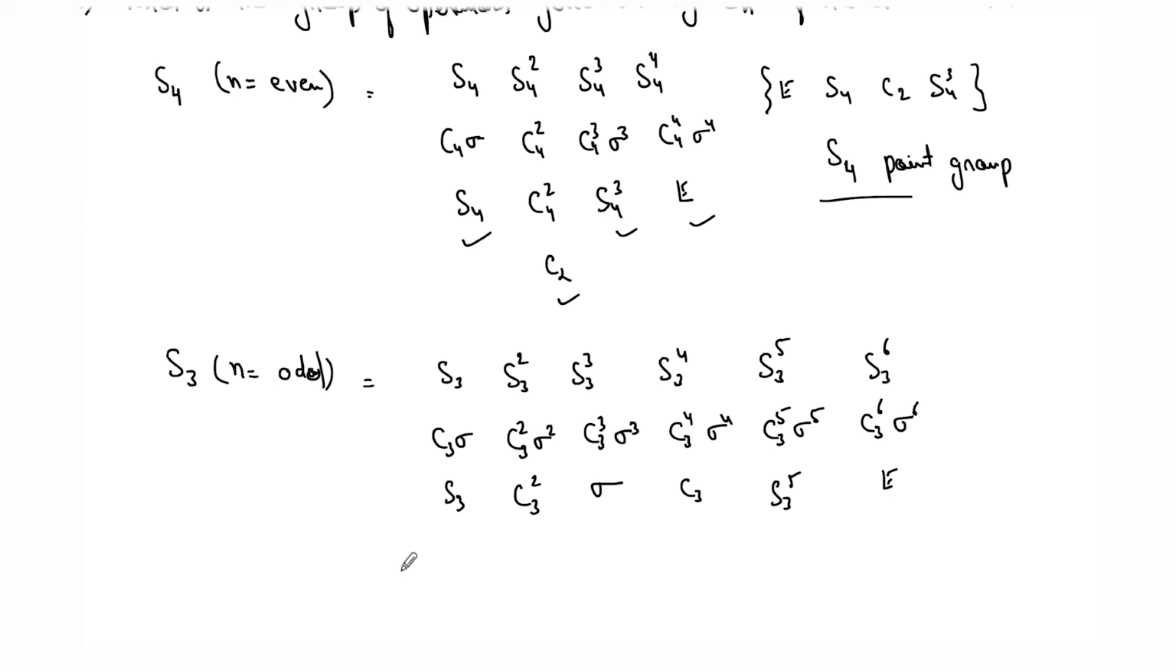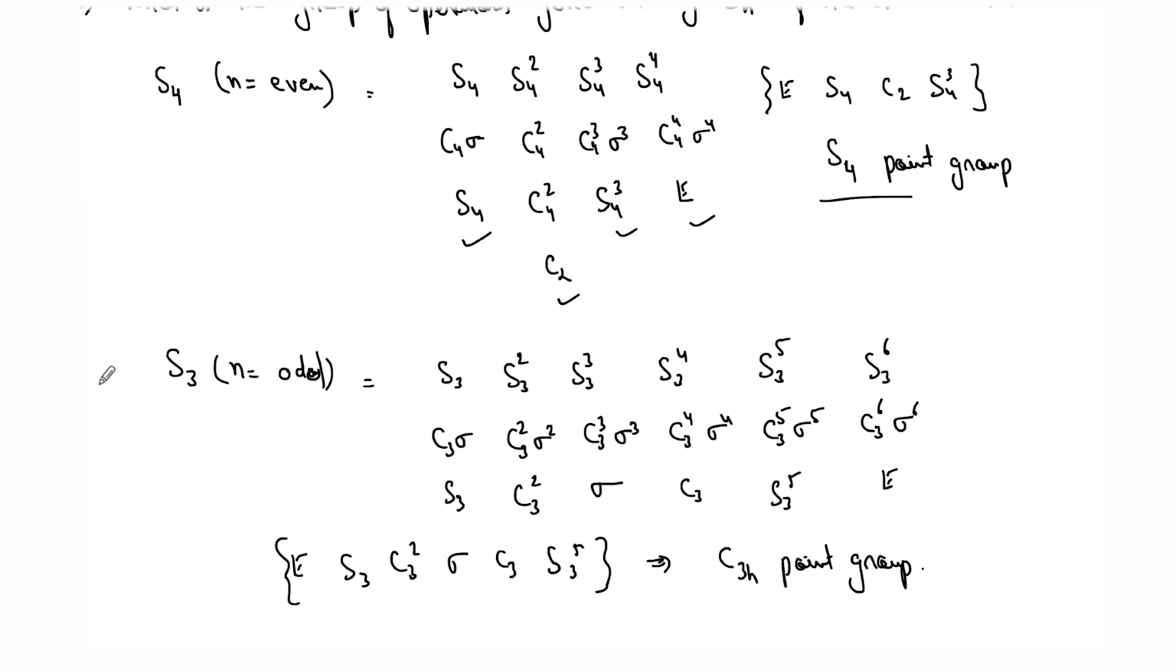Okay. Now what we have got is E, S3, C3 square, sigma, C3, S3 5. These are the set of operations which we have got. Now, what is the point group for this set of operations? This will give you the C3h point group. So if we are generating operations using an Sn axis where n is odd, then we will generate the Cnh point group.